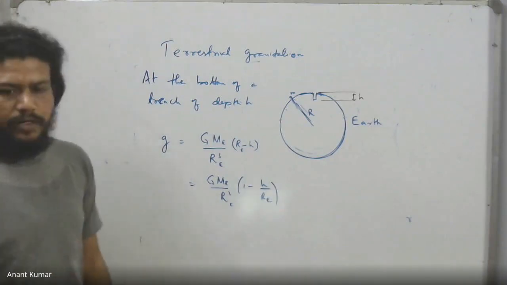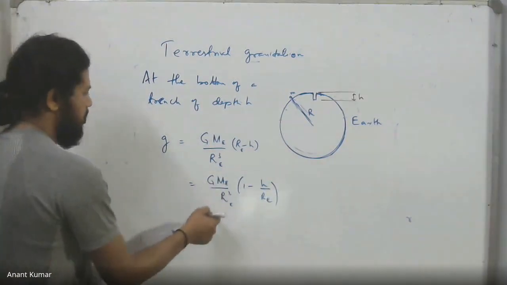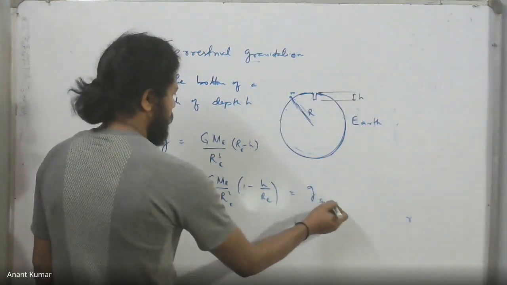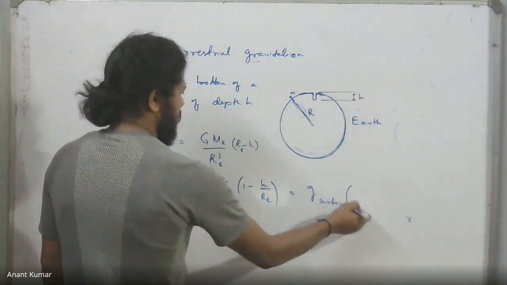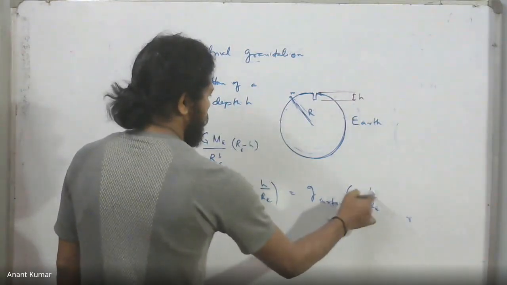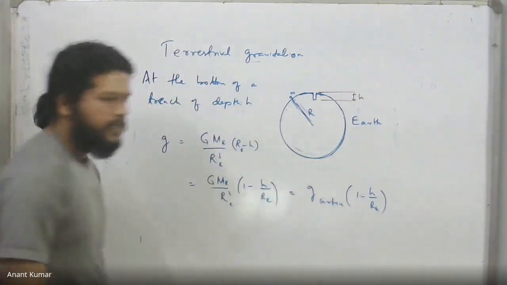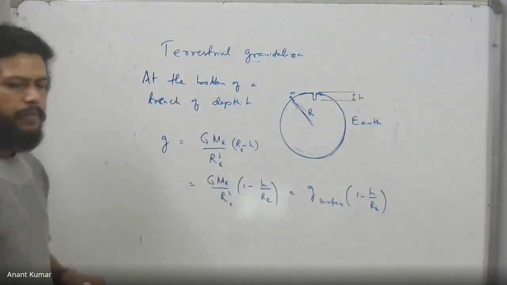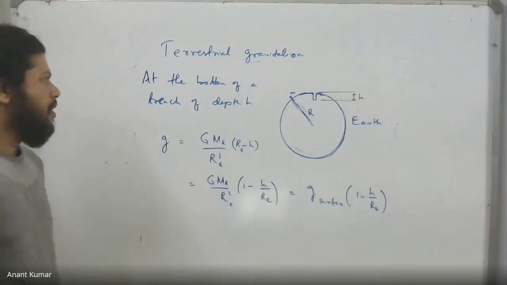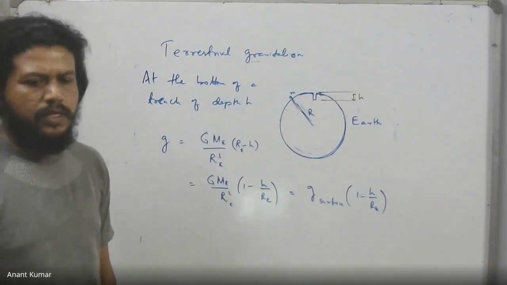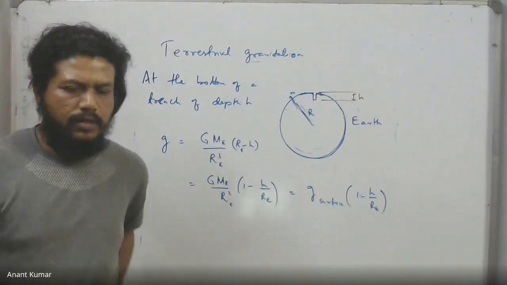Which can be written out like this. So this is basically the g at the surface into 1 minus h upon Re is what I get. So it decreases slightly proportional to the depth. The deeper you go, the smaller it becomes. In fact, if I was able to dig a tunnel right to the center of the Earth, at the center of the Earth, the gravitational force would have been zero actually.